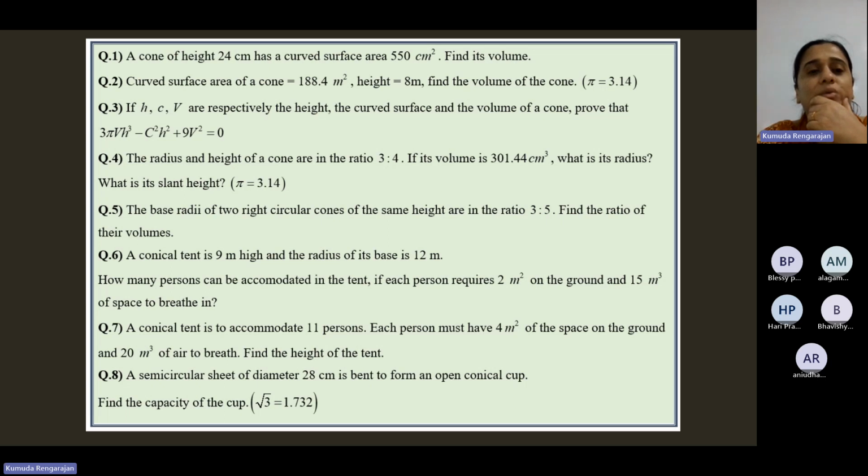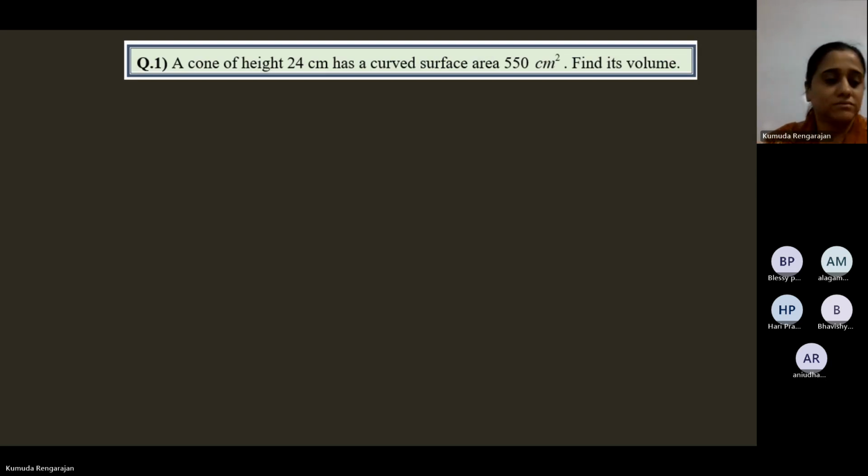A cone of height 24 centimeters has a curved surface area of 550 centimeters square. Find its volume. I said direct applications: given the radius, slant height, perpendicular height, you can find volume, CSA, TSA, just by using the formula.